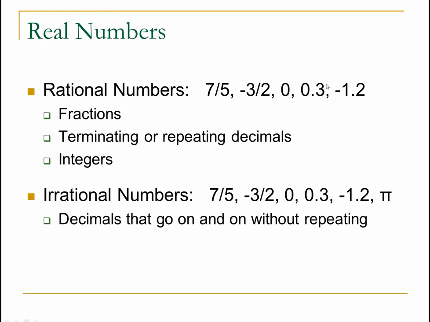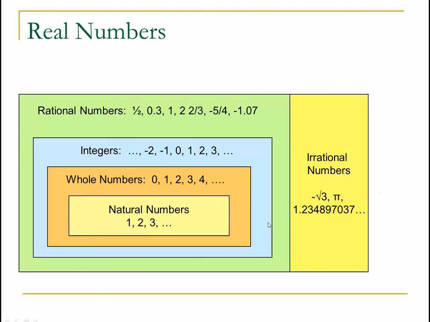Now, rational numbers are those numbers that are fractions that terminate, like 0 or 0.3, where there's nothing after that 3, or numbers that repeat themselves, like 1.272727 and it just goes on, or 0.33333. They repeat themselves, so they would be rational numbers, or integers, that means negatives. So that would be your rational numbers.